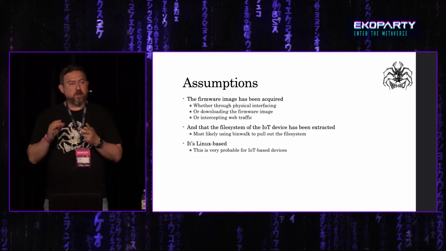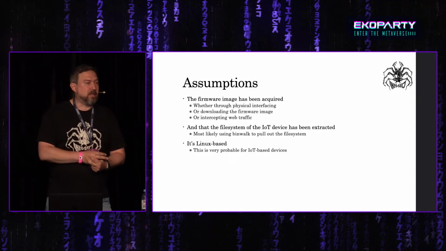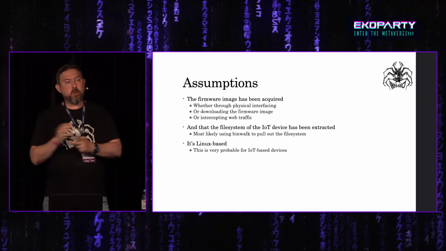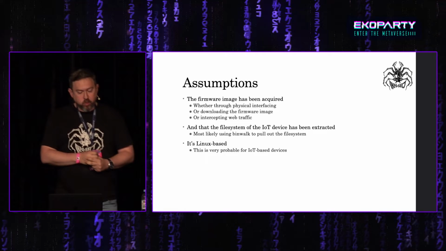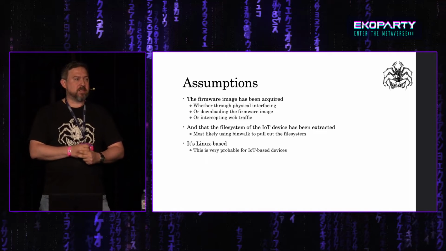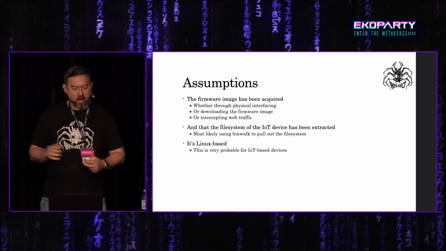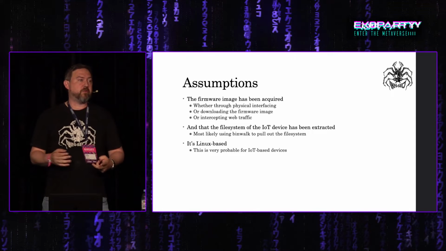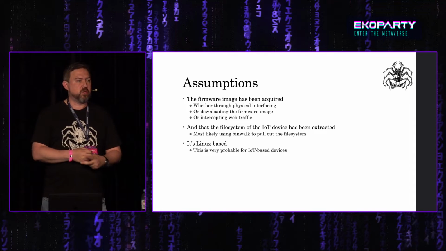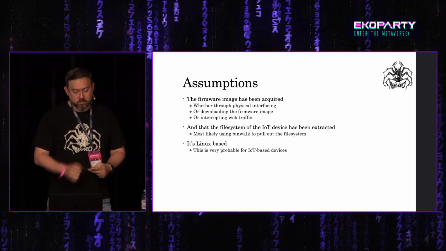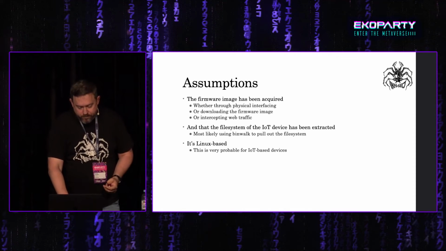The assumption is that you've acquired the firmware, whether from physically interfacing, desoldering chips, doing chip-off, downloading the firmware image, intercepting web traffic, or dumping from the bootloader, or whatever it might be. You've pulled out the root file system of the IoT device, and you've got access to all the network services in there, and it's going to be Linux-based. That's our assumption. That's not always true, of course, but for a lot of devices that you will see in consumer electronics, and even enterprise, they will have Linux-based systems. And that's what we're focusing on in this talk.